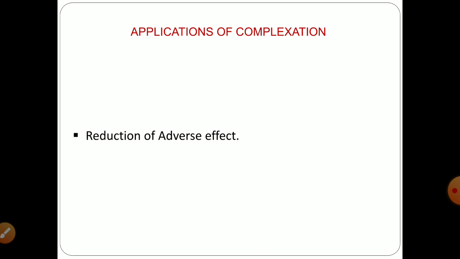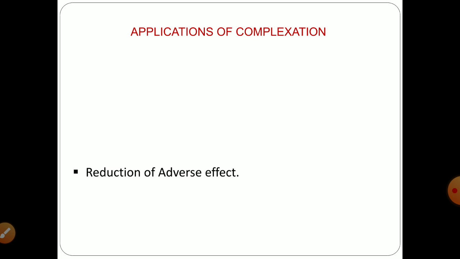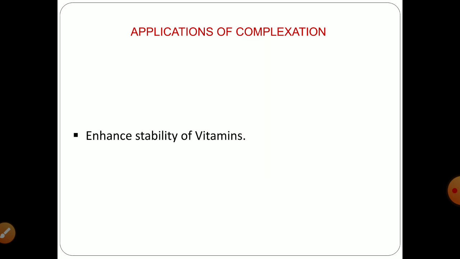So this ulcerogenic effect and this local tissue toxicity of these two drugs can be reduced by means of their complexes with cyclodextrin. At the same time, we are having an idea about stability of vitamins. Vitamins like vitamin A and vitamin D have stability problems, and these problems can be rectified by forming their complexes with beta cyclodextrin.